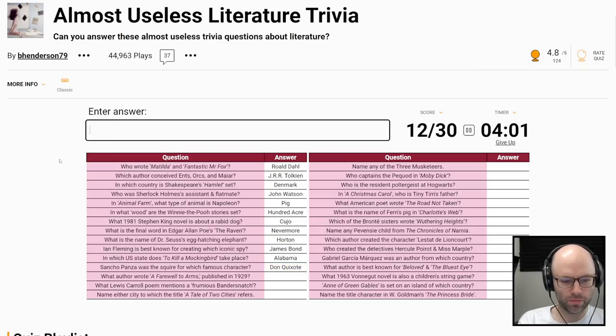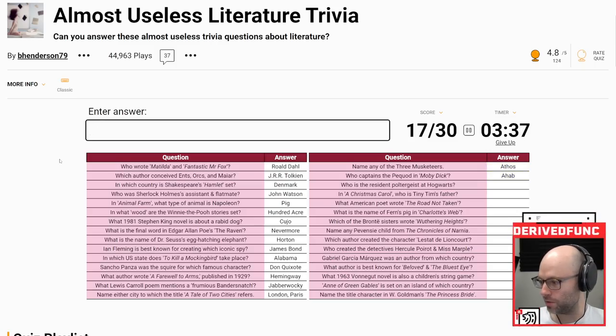A Farewell to Arms is from Ernest Hemingway. Lewis Carroll wrote The Jabberwocky. Either city to which the title A Tale of Two Cities refers, London. Name any of the three musketeers. D'Artagnan. Who captains the Pequod? That's Captain Ahab.